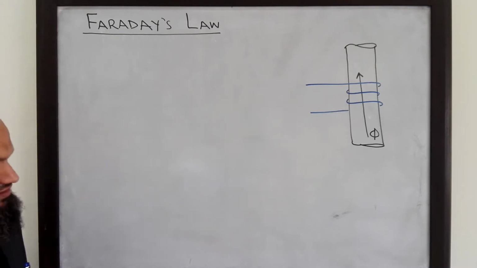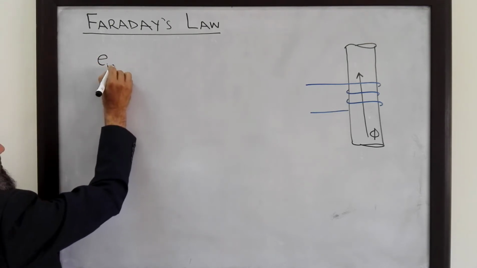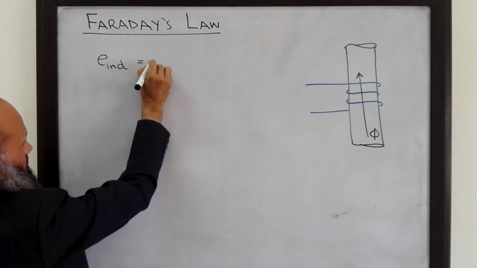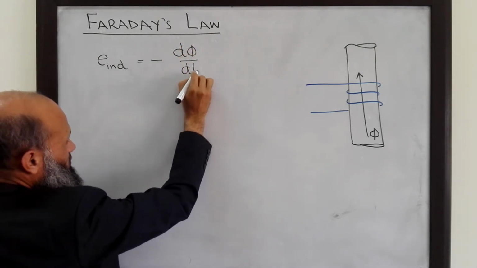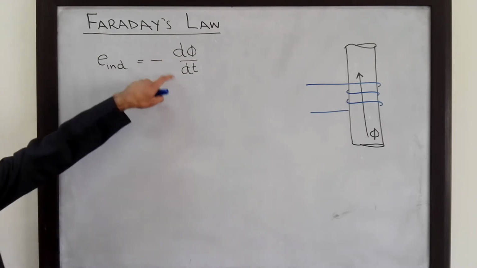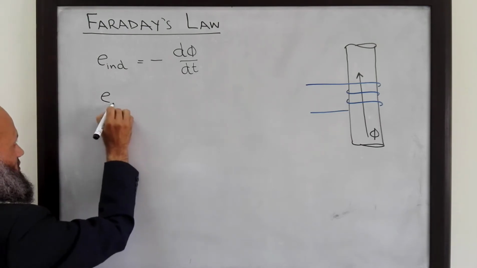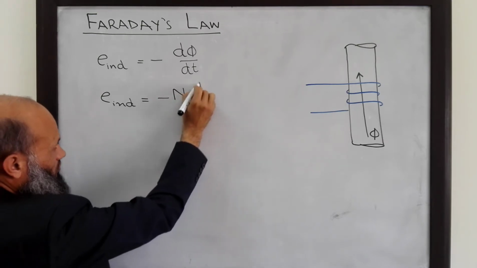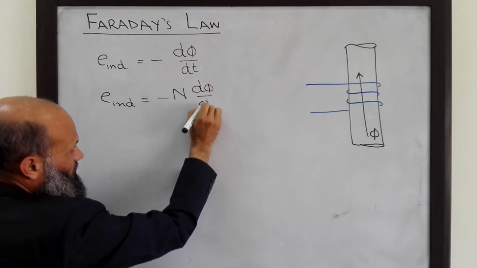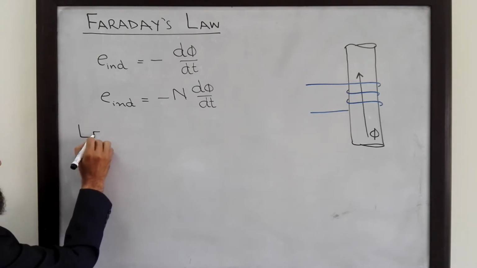If there were a single turn of coil, then the induced voltage is equal to the rate of change of flux. And if there are multiple turns, then the induced voltage is given by the number of turns multiplied by the rate of change of flux. Here, this negative sign is due to Lenz's law.